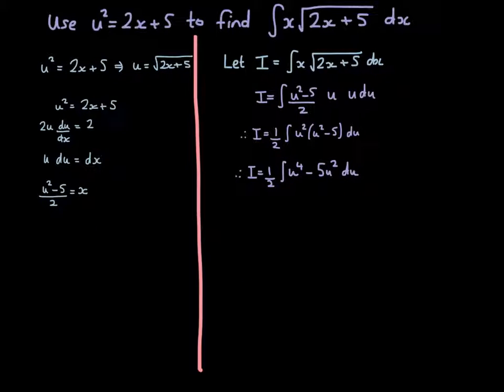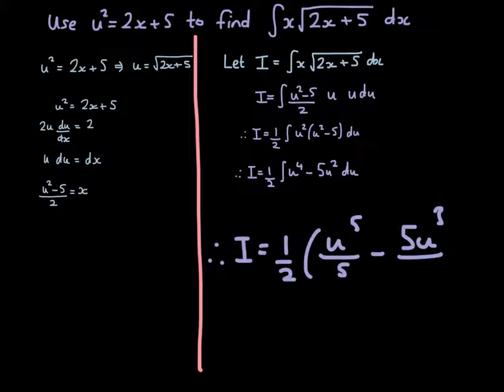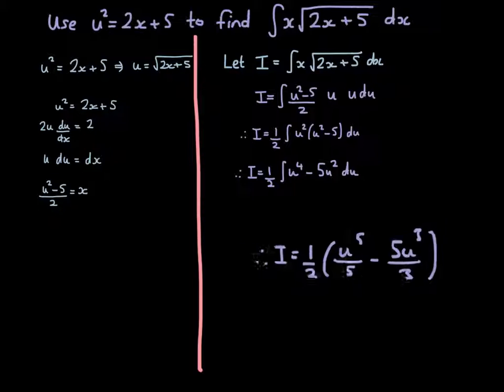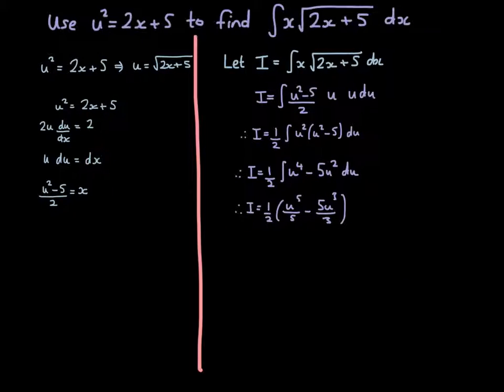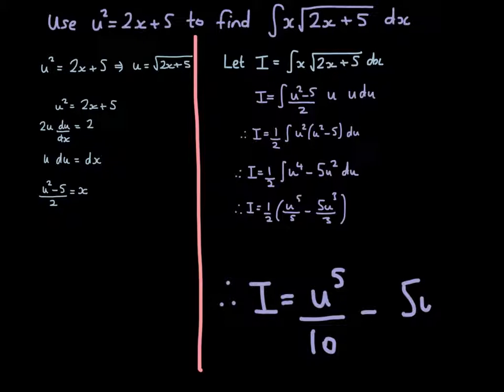Okay, so again we've turned it from something complicated to integrate to something simple using C1 integration. So that'll be a half multiplied by u to the power of 5 divided by 5 subtract 5u to the power of 3 divided by 3. Now if you multiply out that bracket, we're going to get I is equal to u to the power of 5 over 10 subtract 5u to the power of 3 over 6 plus c, don't forget.